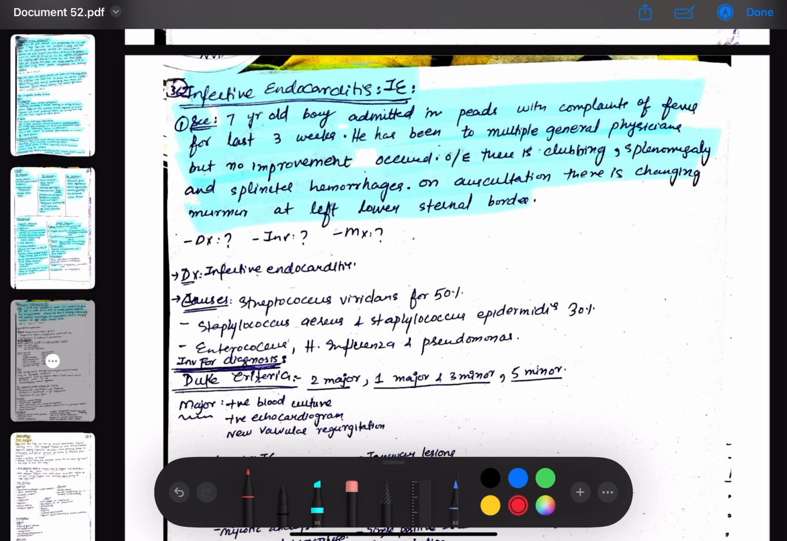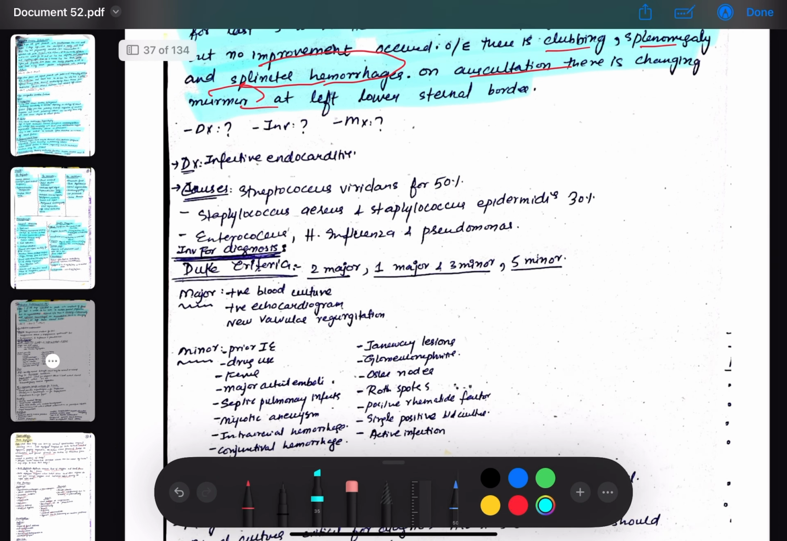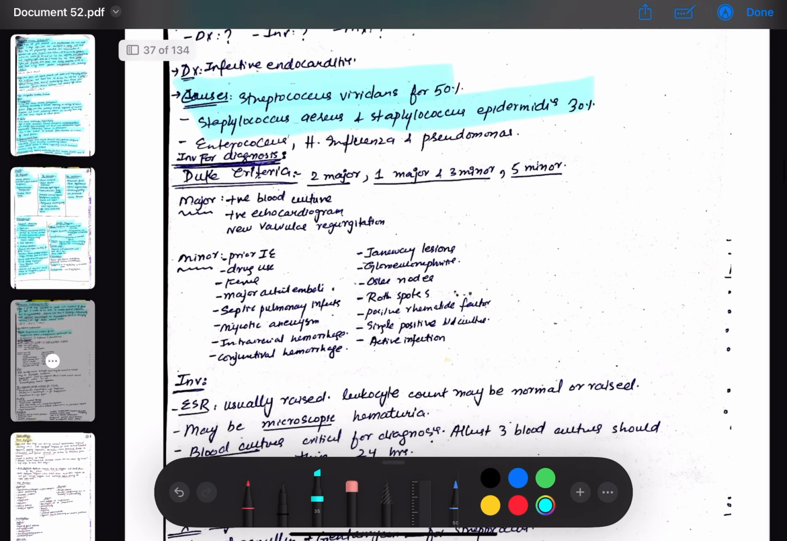So these are the main features of infective endocarditis, that is fever, clubbing, splenomegaly, splinter hemorrhages, and on auscultation, there is a murmur. The main features that diagnose infective endocarditis are splinter hemorrhages and murmurs. So the causes are Streptococcus viridans for 50%, Staphylococcus aureus and Staphylococcus epidermidis, Enterococcus, H. influenzae and Pseudomonas.